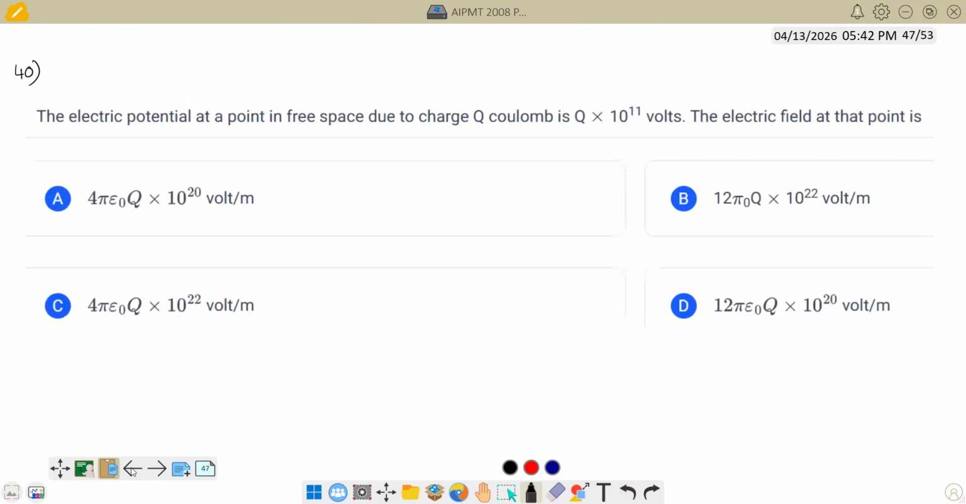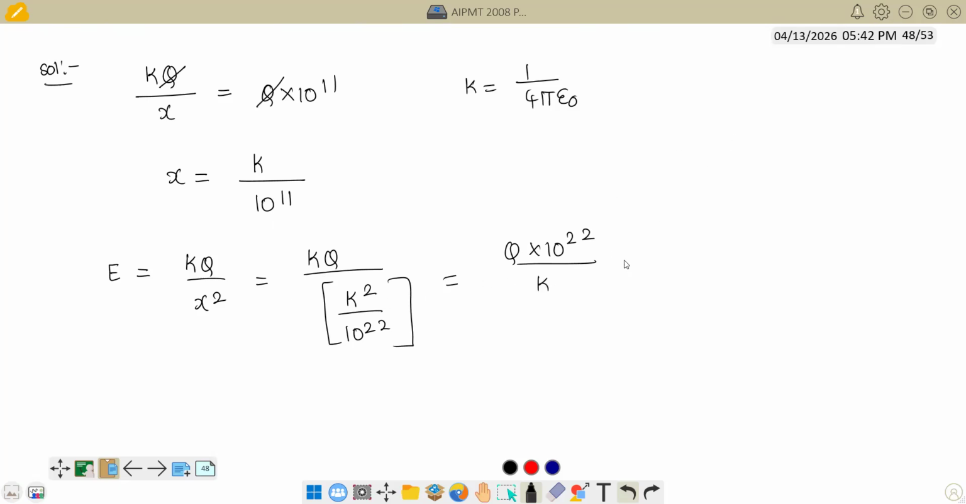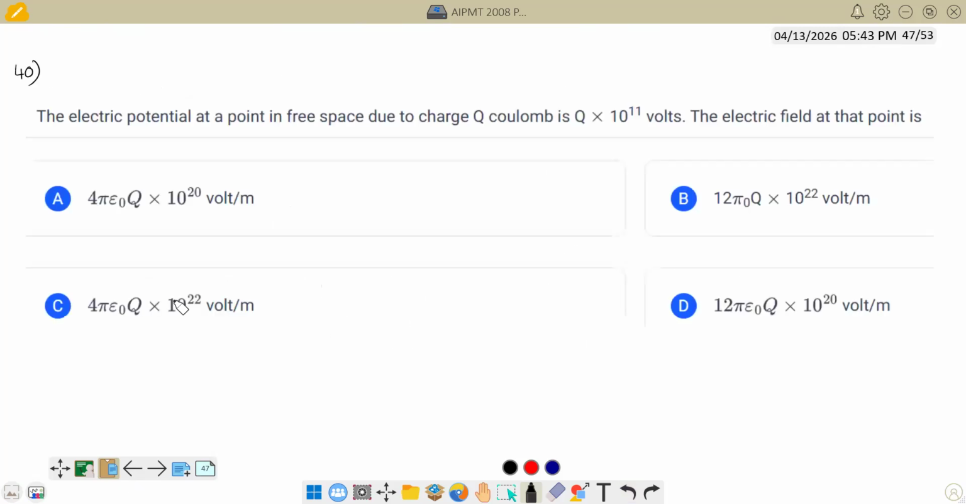Now he wants the electric field at that point. The electric field would be kq by x squared. I can write kq by x, where x we just obtained from the previous expression, k squared by 10 power 22. So I'll get q into 10 power 22 divided by k, where one k would cancel the other k. You know k is 1 by 4 pi epsilon naught, so 1 by k would be 4 pi epsilon naught. So we'll get the answer as 4 pi epsilon naught q into 10 power 22 volt per meter, option C.